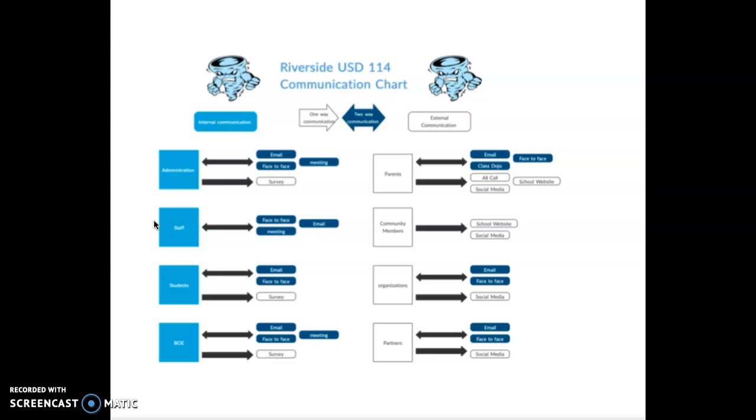I chose parents, community members, organizations, and partners. So the parents, the two-way communication with administration and with the teachers are email, Class Dojo, and face-to-face. Those are at least the ways I know that the middle school communicates to the parents.